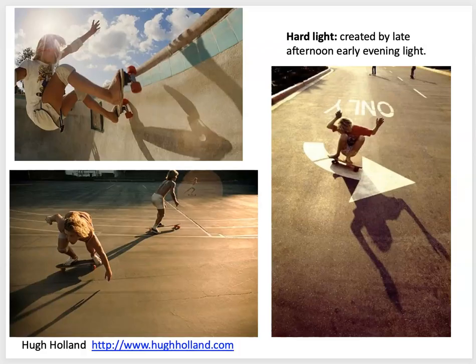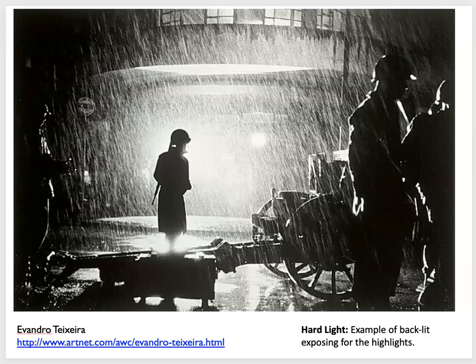Here's some more examples of working with later afternoon light. And so this is a nice sunny day, probably in Southern California. This is hard light. These are photographs by Hugh Holland. And you can see these cool long shadows that are being made by that direct sun, and then how they have kind of a warm feeling to them as well.